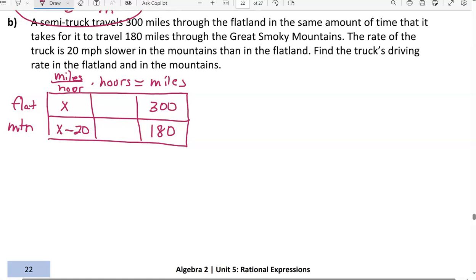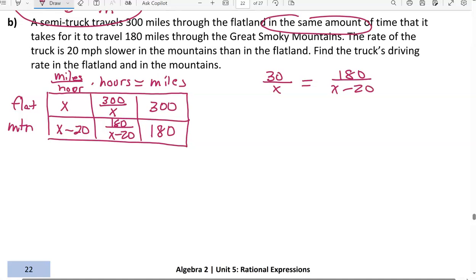And this is a similar type of setup. We have the miles per hour times the hours equals the miles, but what we're missing is what's being multiplied. We solve a multiplication problem by division. So our number of hours is 300 over x for the flatlands and 180 over x minus 20 for the mountains. Now, this time they didn't give a total amount of time. They said that it travels in the same amount of time. So the same amount of time implies that the time through the flatland is equal to the time in the mountains.